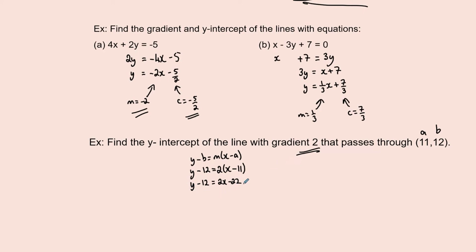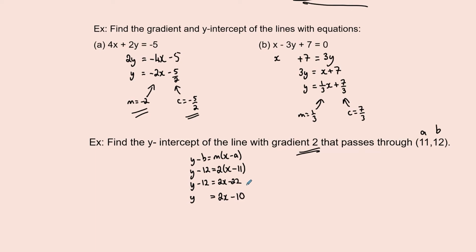Now what we want to try and do is tidy this up, collect like terms. So I'm going to now add 12 to both sides. I'm just going to try and get this y term on its own. So if I add 12 here, I'm going to add 12 to the number here. That's going to give me y equals 2x minus 10.